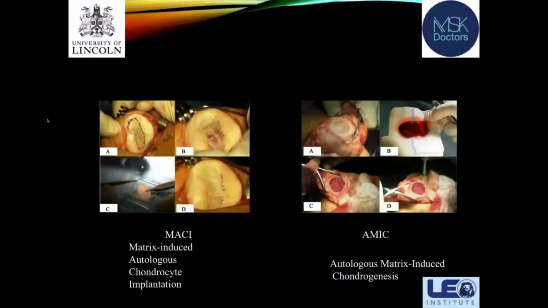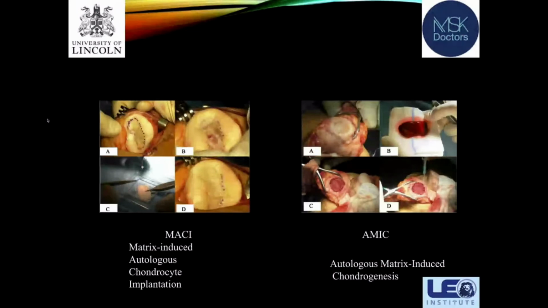Now, with the ACI, we have to do it in 2 different stages. The first stage is we go in there and take the cells out, and then we have to grow those cells and put them back in, so that's stage 2. So we often need 2 surgeries. The later development of this technique is called AMIC. Again, this is quite subtle.